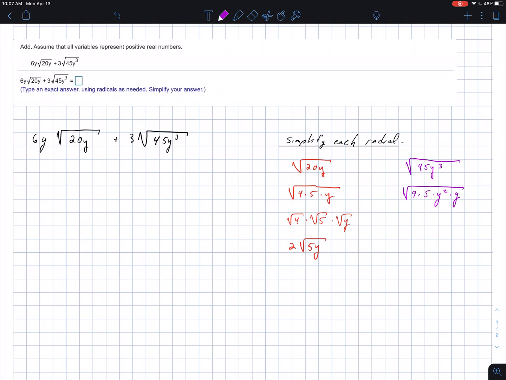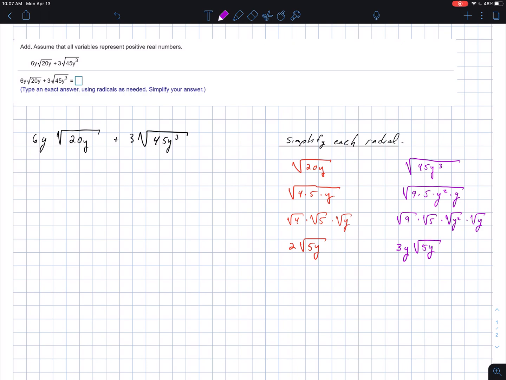Now, technically, when we do this, it should be the absolute value of y, but we're just working with this and doing out the basic problem. So now we just do the square root of 9 times the square root of 5 times the square root of y squared. And remember, that's what I said should be really the absolute value of y, but don't worry about it right now, times the square root of y. So when we put this all together, this should be 3y square root of 5y.